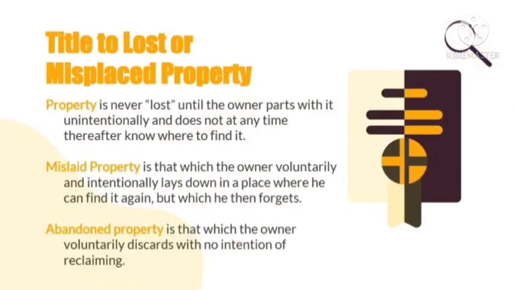Next, title to lost or mislaid property. Property is never lost until the owner parts with it unintentionally and does not at any time thereafter know where to find it. Mislaid property is that which the owner voluntarily and intentionally lays down in a place where he can find it again but which then he forgets. Abandoned property is that which the owner voluntarily discards with no intention of reclaiming.